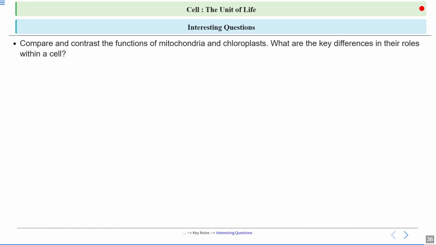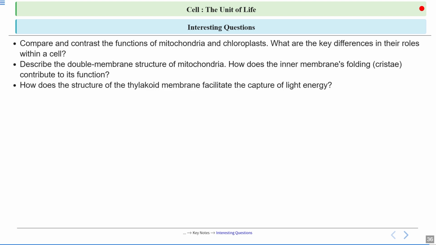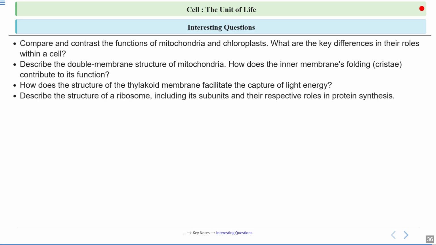Some interesting questions for you. First is, compare and contrast the functions of mitochondria and chloroplast, and what are the key differences in their roles within the cell. Next is, you have to describe the double membrane structure of mitochondria, and how the inner membrane foldings, the cristae, contribute to the function. Next is, how does the structure of the thylakoid membrane facilitate the capture of light energy? Next one is, you have to describe the structure of the ribosome, including its subunits and their respective roles in the protein synthesis. Okay, now we have discussed the theory.